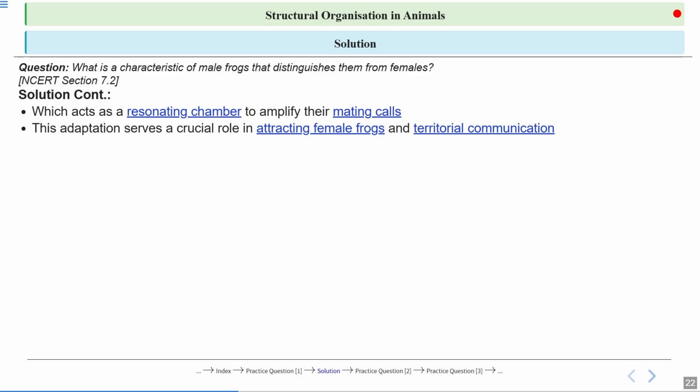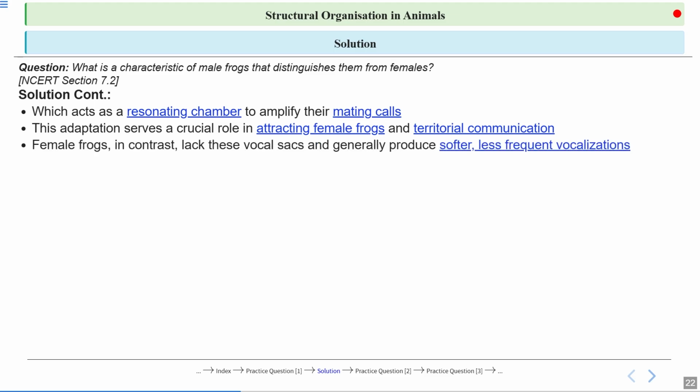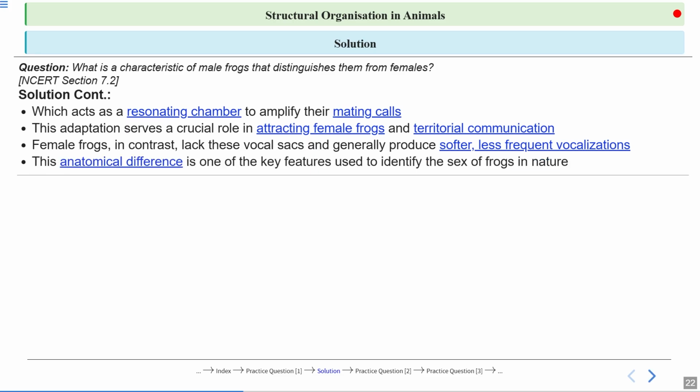The frogs also have their territory. Inside their territory, no other male frog is allowed, right? So they are making their territory. Female frogs, in contrast, lack these vocal sacs and generally produce softer, less frequent vocalizations. So generally when we hear the sound of the frog, it is coming from the male frog. So this anatomical difference is one of the key features used to identify the sex of frogs in nature.